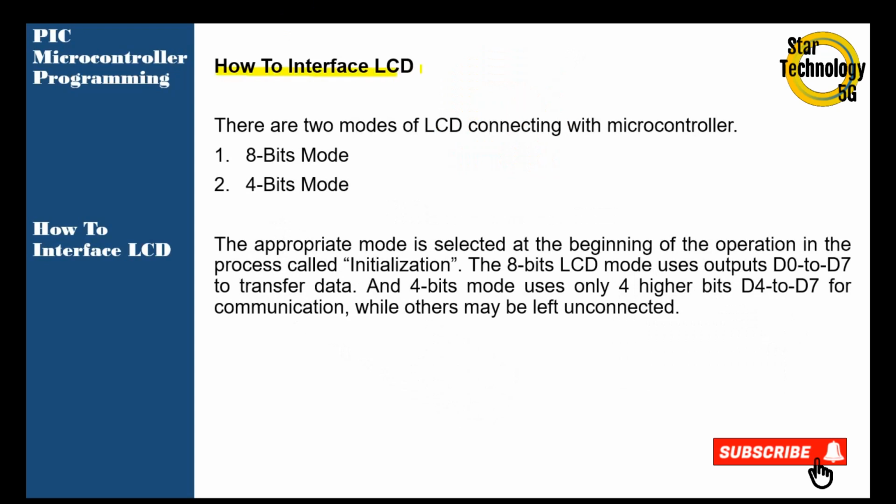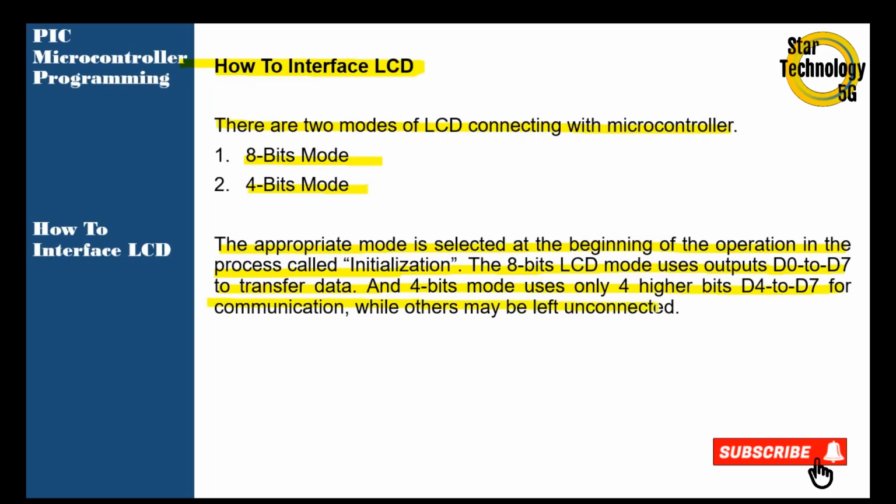How to interface an LCD. There are two modes of connecting an LCD with a microcontroller: 8-bit mode and 4-bit mode. The appropriate mode is selected at the beginning of the operation in the process called initialization. The 8-bit LCD mode uses outputs D0 to D7 to transfer data, and 4-bit mode only uses the 4 higher bits, D4 to D7, for communication, while the others may be left unconnected.